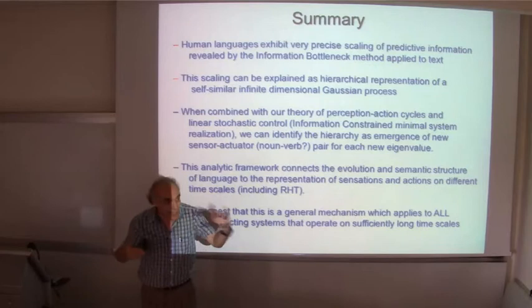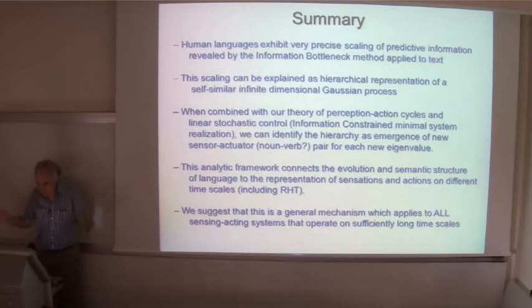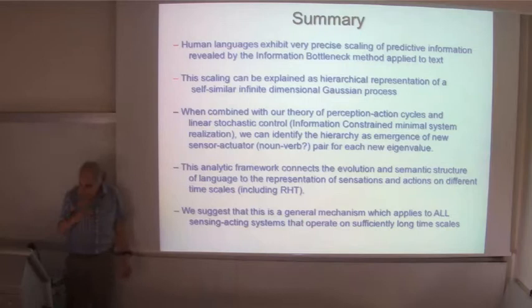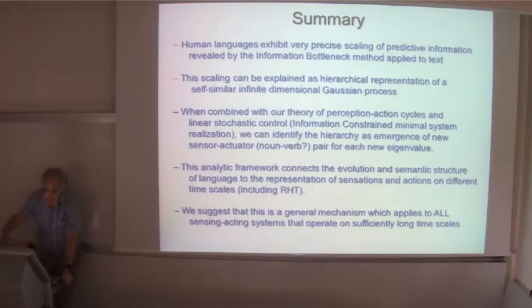Anyway, despite the fact that you gave me 1 hour, I still couldn't get the whole story completely. But I hope that at least the first part was clear, and I just want to summarize. So we have the human language exhibits very precise scaling laws. In particular, there's this new scaling of predictive information, or information from the past about the future, which reveals as a power law and revealed by the information bottleneck method in past and future. And this scaling can be explained as a Gaussian representation of a Gaussian process, of an infinite dimensional Gaussian process.